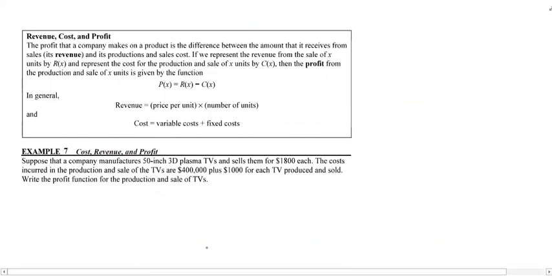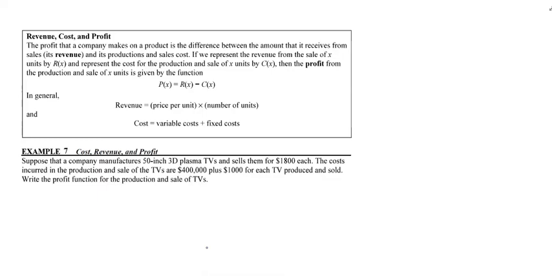Revenue, cost, and profit. The profit that a company makes on a product is the difference between the amount it receives from its sales, which is its revenue, and its production and sales cost. So if we represent the revenue from the sale of X units by R of X, and represent the cost for the production and sale of X units by C of X, then the profit from the production and sale of X units is given by this function. P of X equals R of X minus C of X.